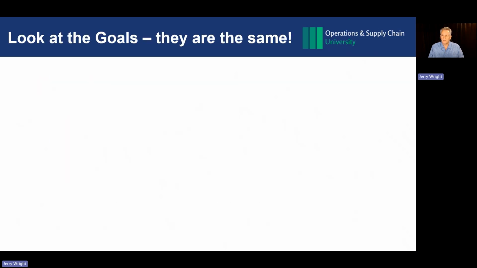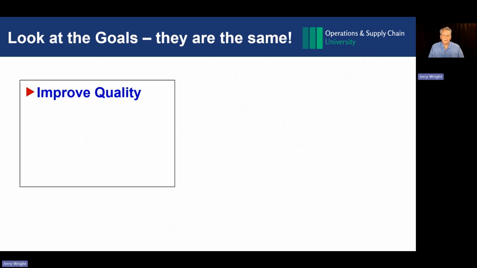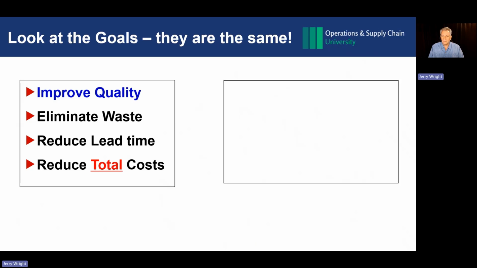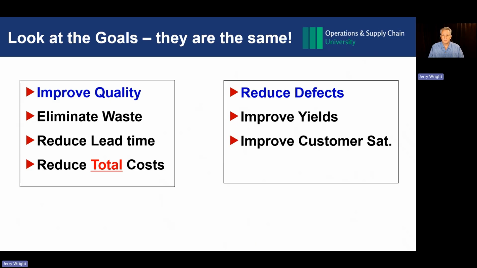So let's look at the goals. We've covered the goals previously. Here are the Lean goals: improve quality, eliminate waste, reduce lead time, and then reduce total costs. Let's look at the Six Sigma goals. Reduce defects. Improve quality, right? Improve yields. Okay, that's also eliminating waste. Improve customer satisfaction with lead time or other things that are important. And then finally, higher net income, which would be, okay, reducing total costs. These are essentially equivalent. Now let's look at them as a combined session.